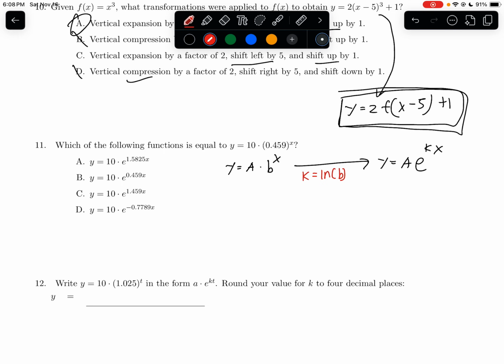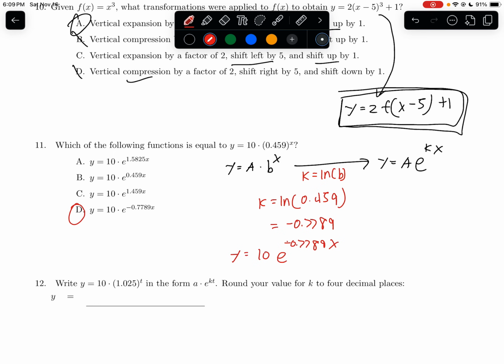And so what we would do here is compute the natural logarithm of the base of the function, and that's 0.459. And if we do that, we get the value here is negative 0.07789, and that's what goes into the formula. So then our function is 10e to the negative 0.07789x. That would be it.